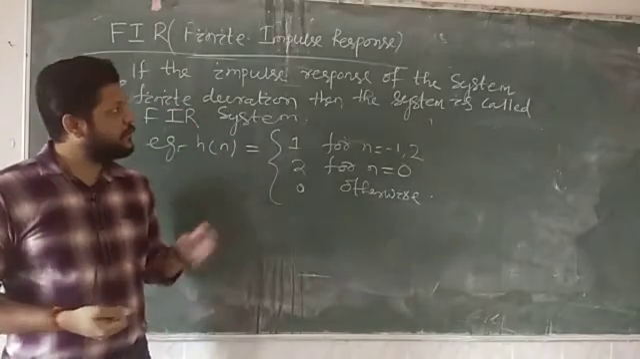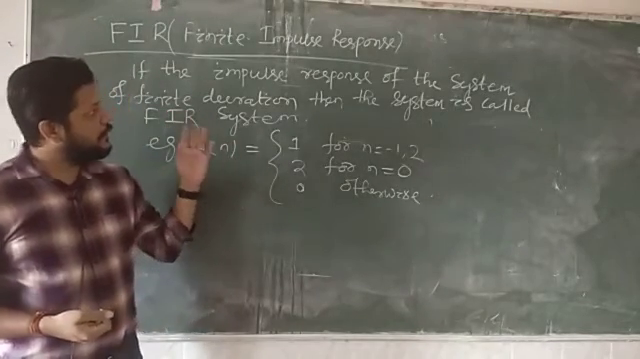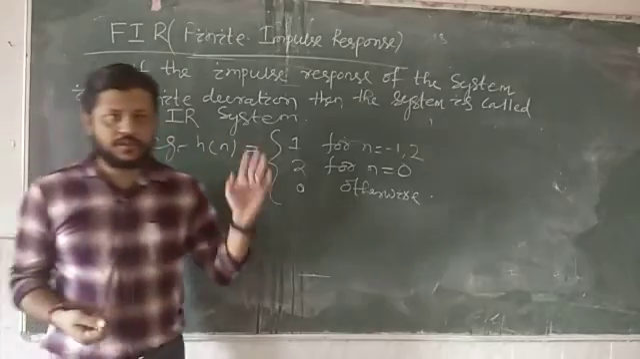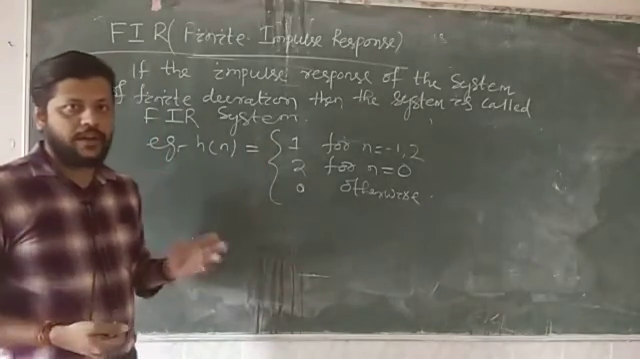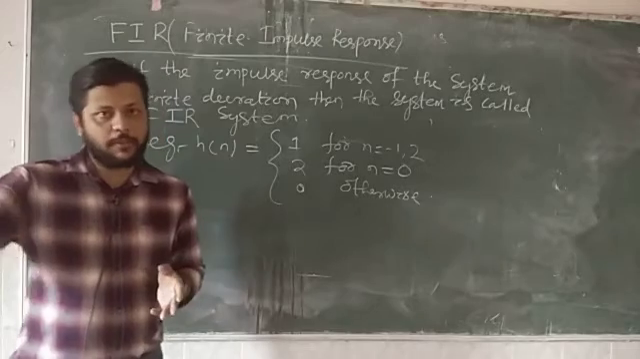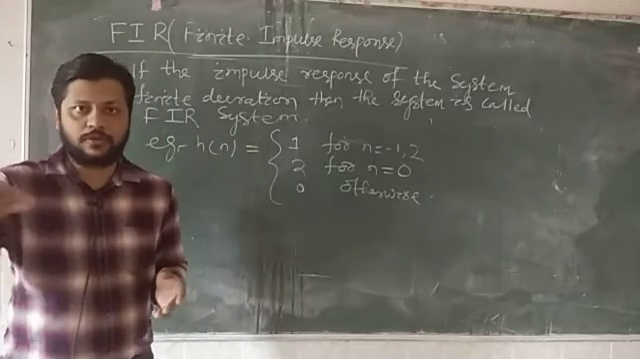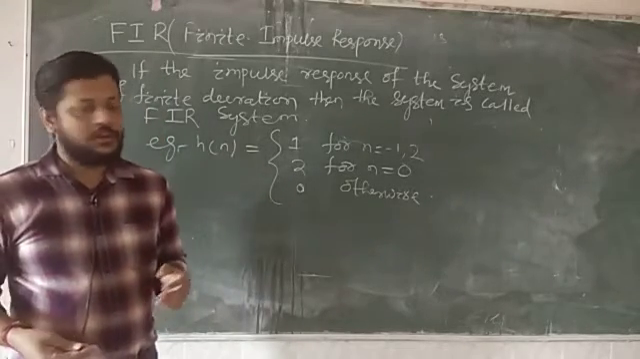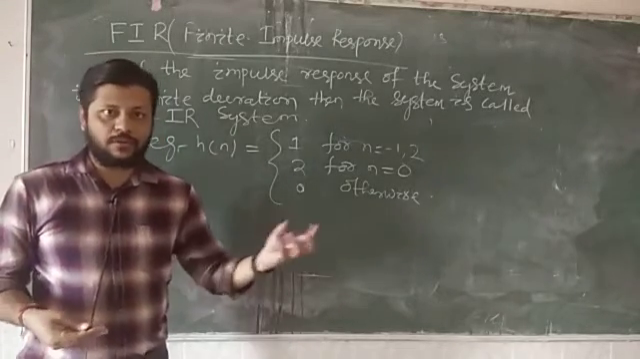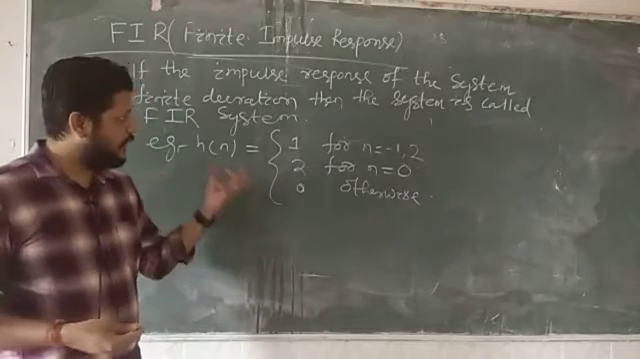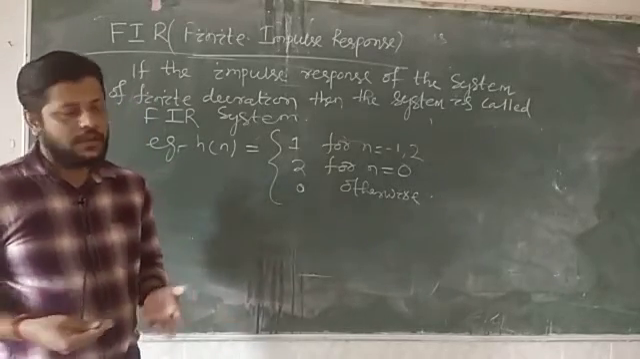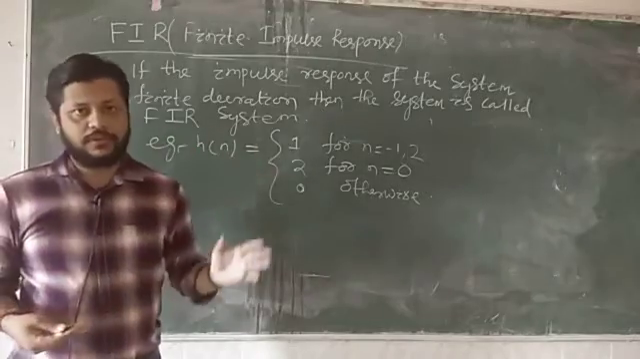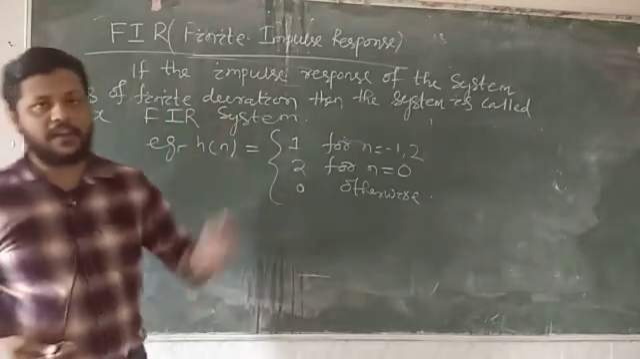So finite impulse response system means the impulse response of the system is of finite duration. Finite duration means we can count the number of samples. Obviously, we can count the number of samples. So whenever you are able to count the number of samples present in the impulse response, then that impulse response is of finite duration, and that finite duration impulse response system is known as an FIR system.